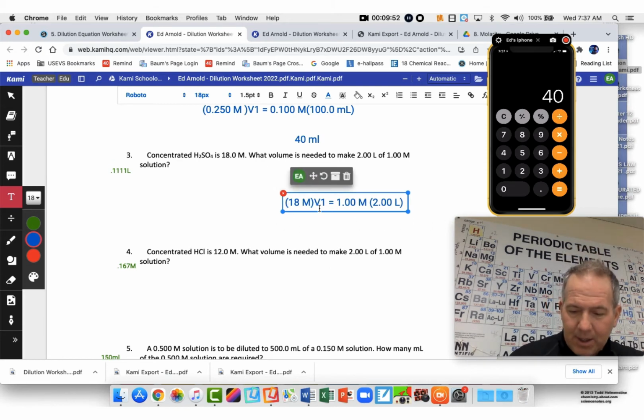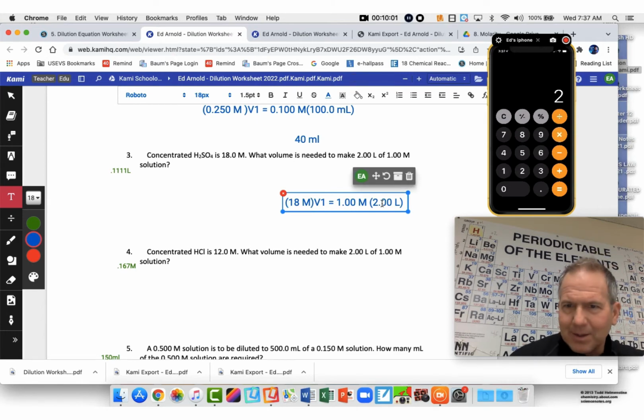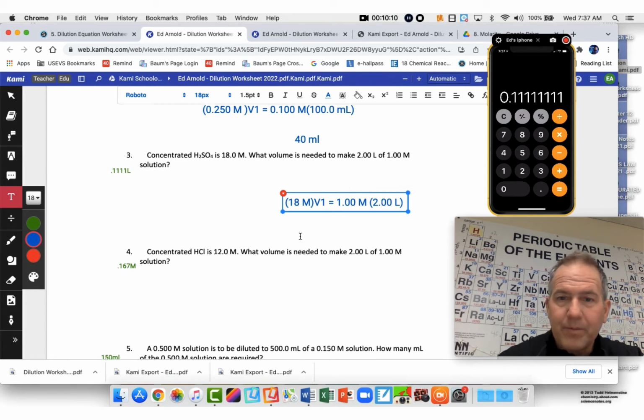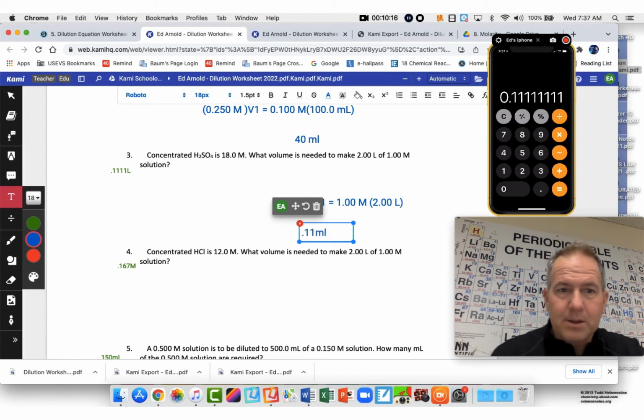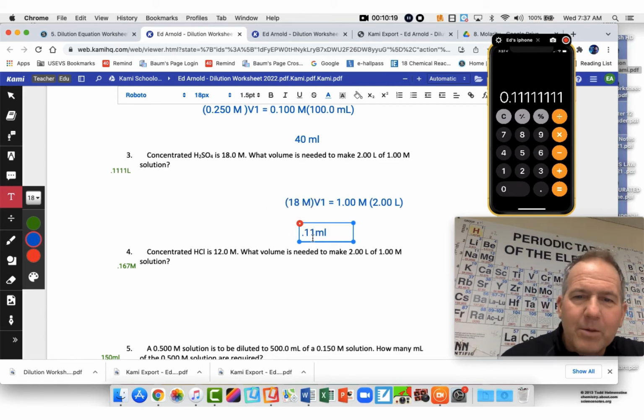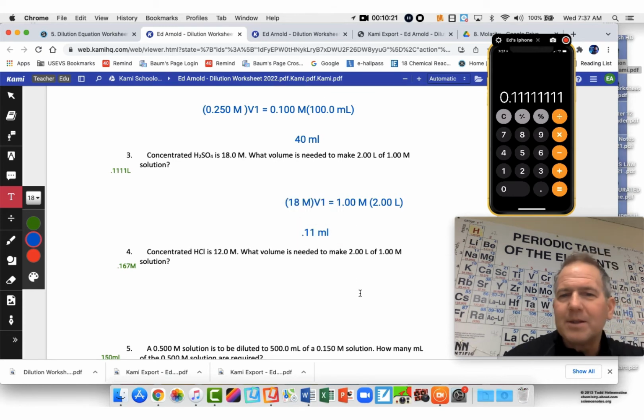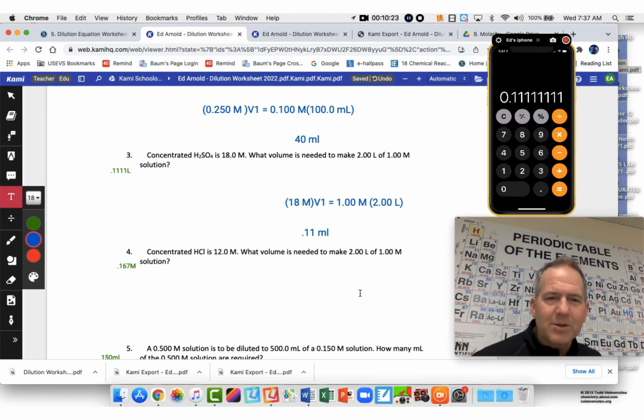And so we have to go to the other side of our unknown, which is V1. So 1 times 2 first. 1 times 2, we know that's 2. And then divide by 18. Divide by 18. And there we go. 0.11 milliliters. Right? I don't care where you round, as long as you round at something that doesn't distort the answer too much that we don't know what it is.